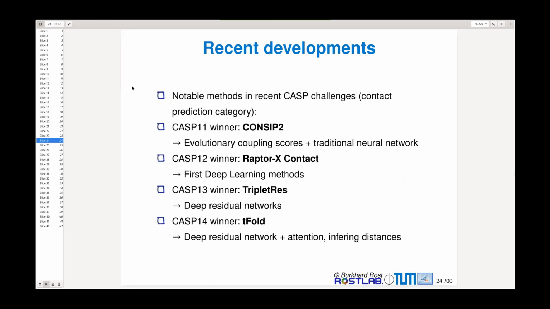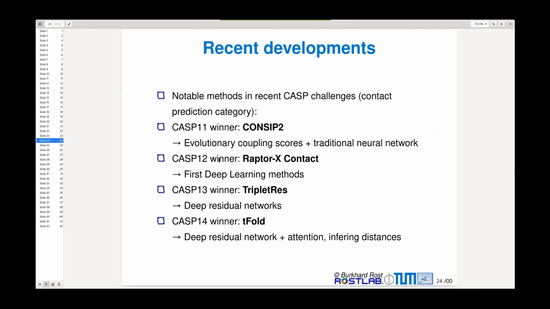So let's look at some recent developments, specifically in the contact prediction category at CASP, because this shows a nice evolution of methods and tools which have been used over the years and how that developed. So in CASP 11, when we start here, we have Concept 2, which was the best method in this category, which was the last, I would say, classical one, which used evolutionary coupling scores, which is still to this day the main input, but with a traditional neural network, so essentially an ANN, like you got to know during the lecture.